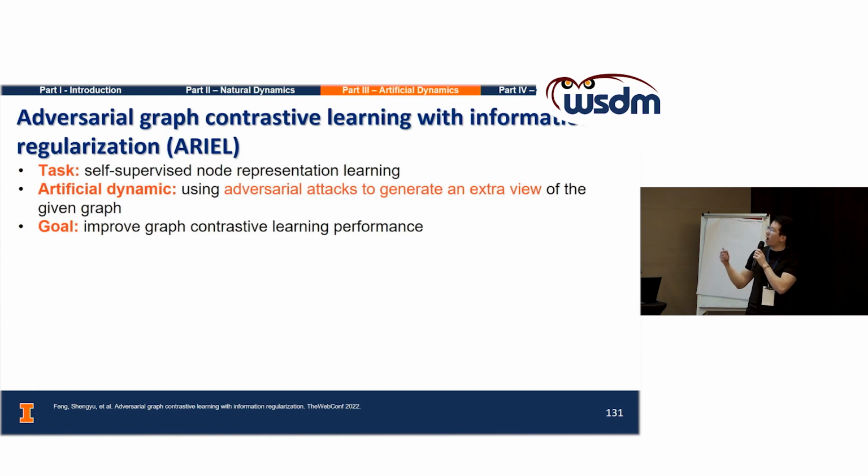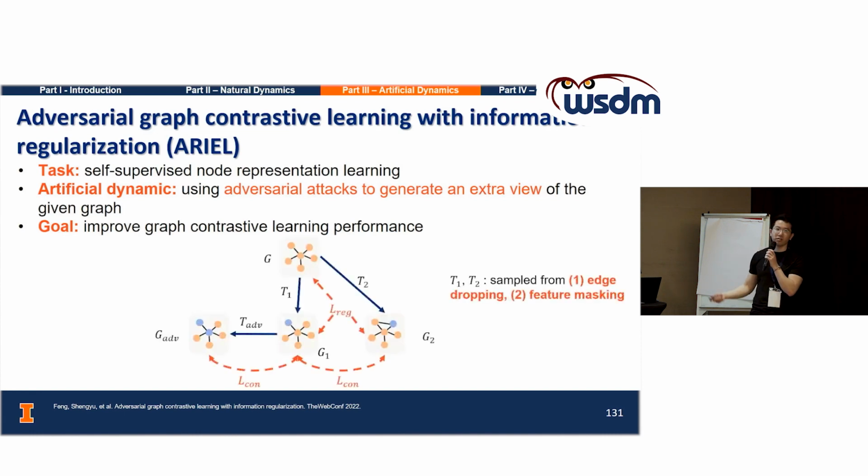ARIEL uses an adversarial attack to generate an extra view, okay? And our final goal, as with all the other data-driven works, is to directly improve the graph contrastive learning performance. Our goal is actually consistent with the task goal, right?